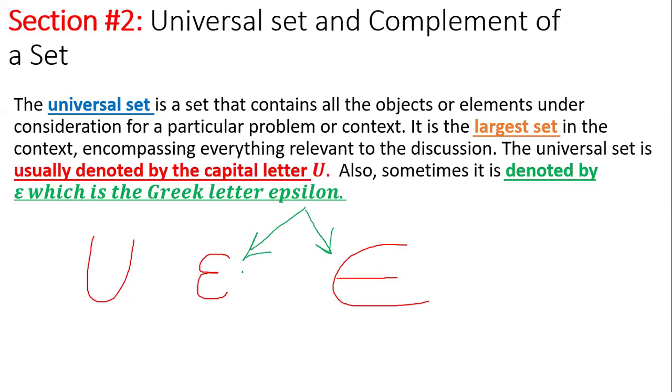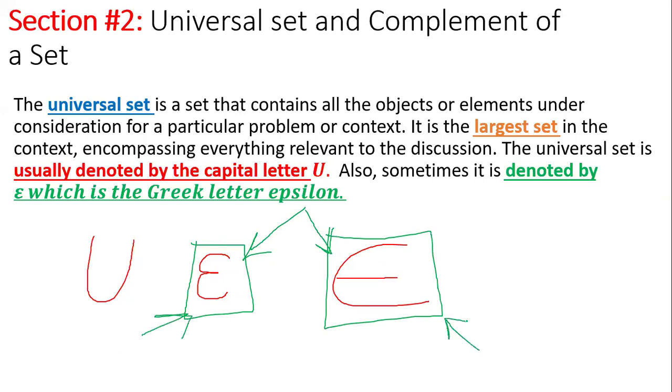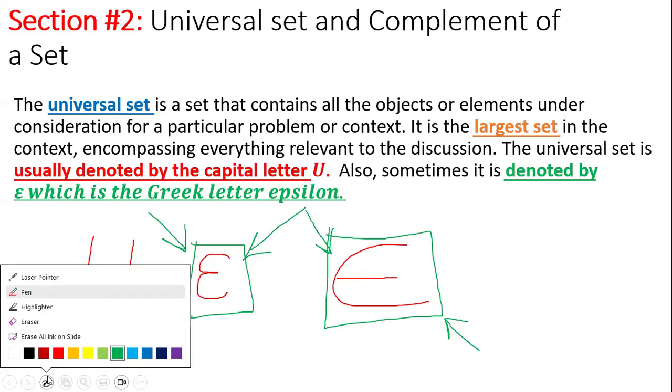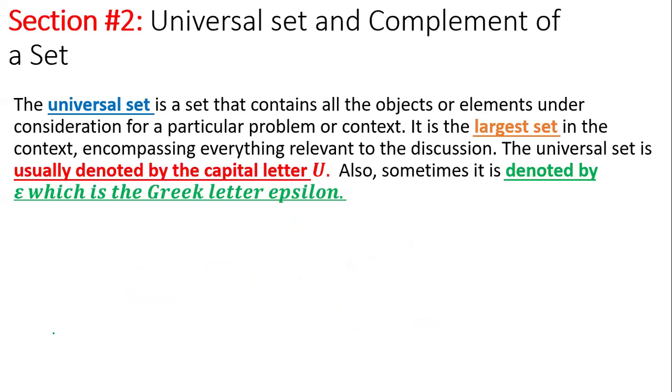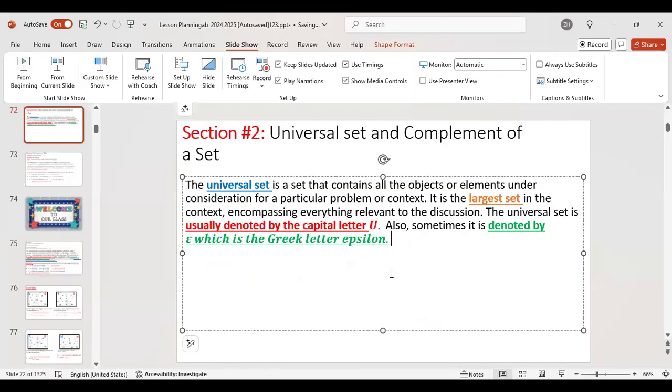This one to my left is the universal set, and this one is an element of. This one looks like a backward 3. Sorry, this one looks like a C with a line through it. So don't confuse them. But this one here is the Greek letter epsilon, which is for the universal set. Again, the universal set is the largest set in question.